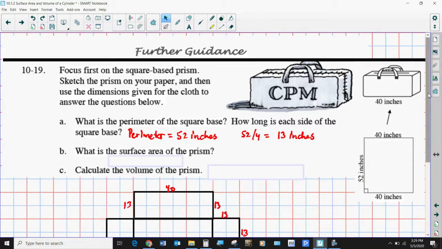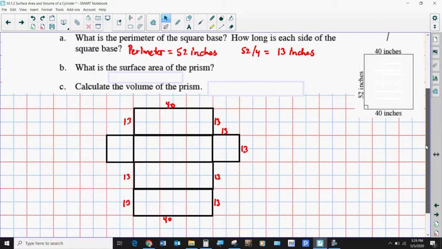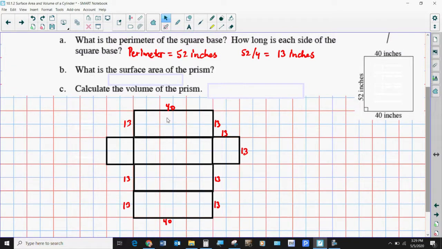So take some time, write down this net, and this represents the 4 sides of the bag, the rectangular prism, and then the one end on one side and the one end on the other. I guess these two, for this particular prism, would be considered the bases, or you could consider them the bases. It is a rectangular prism, so it really doesn't matter too much.